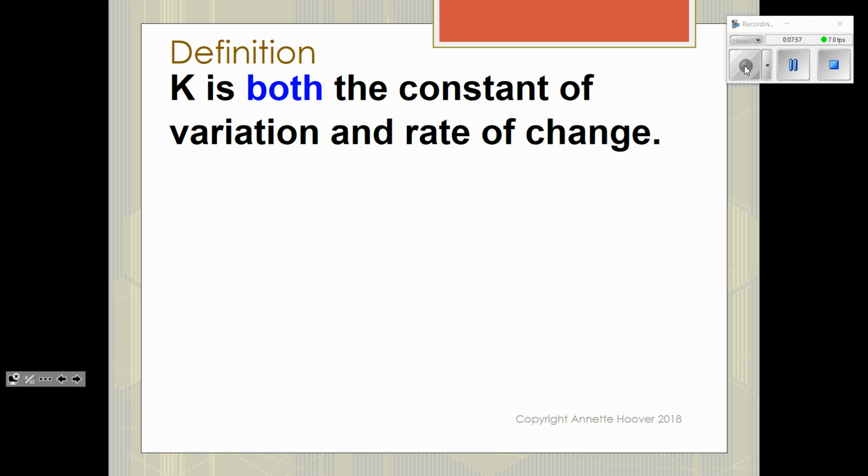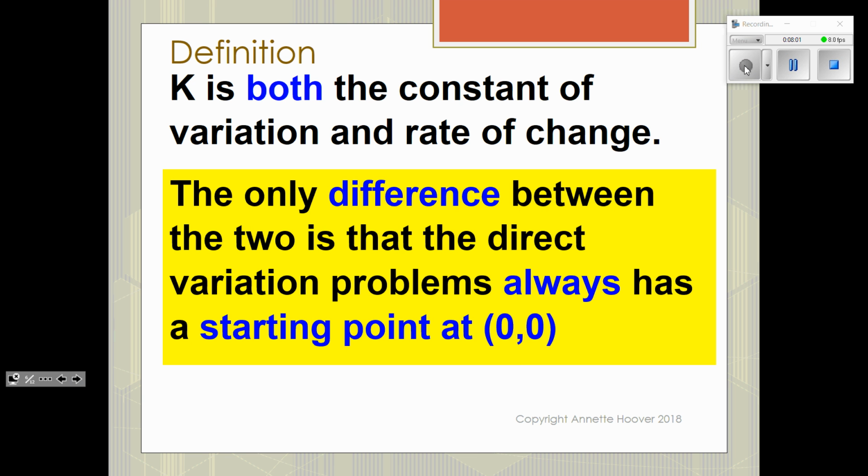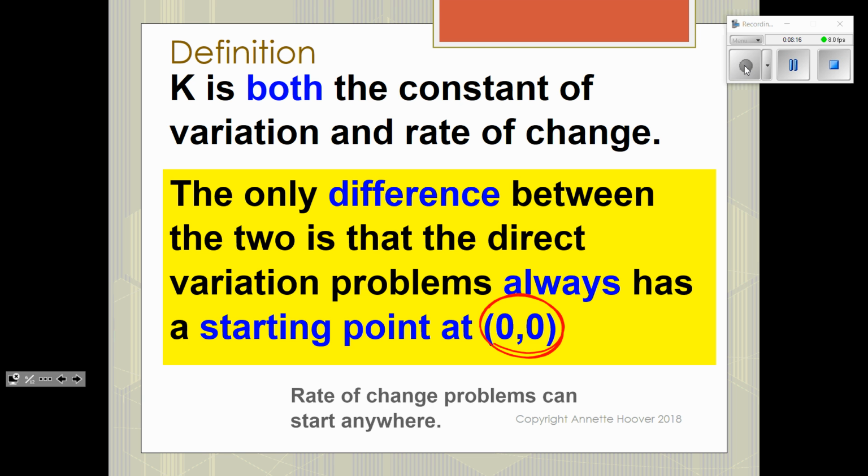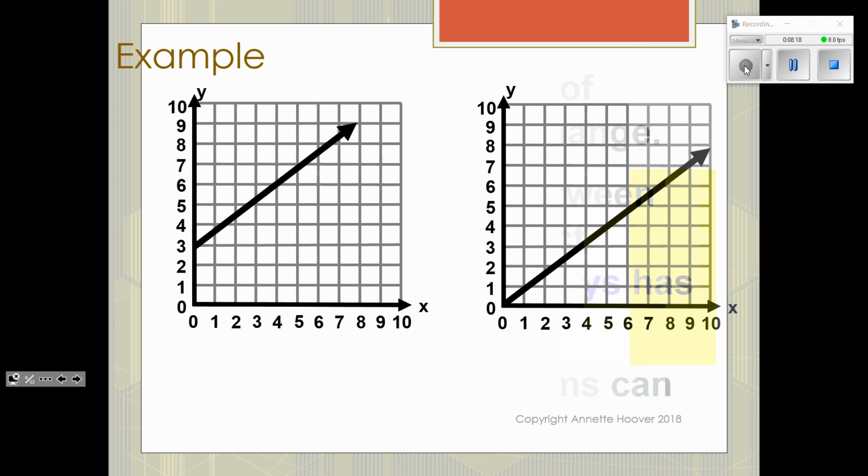So k is both the constant of variation and the rate of change. It's also called the slope. The only difference between rate of change, which we did yesterday, and direct variation is that direct variation is always going to have a y-intercept of 0. That means it's always going to start at 0, 0. Look at this next graph, and I'll show you how that works.